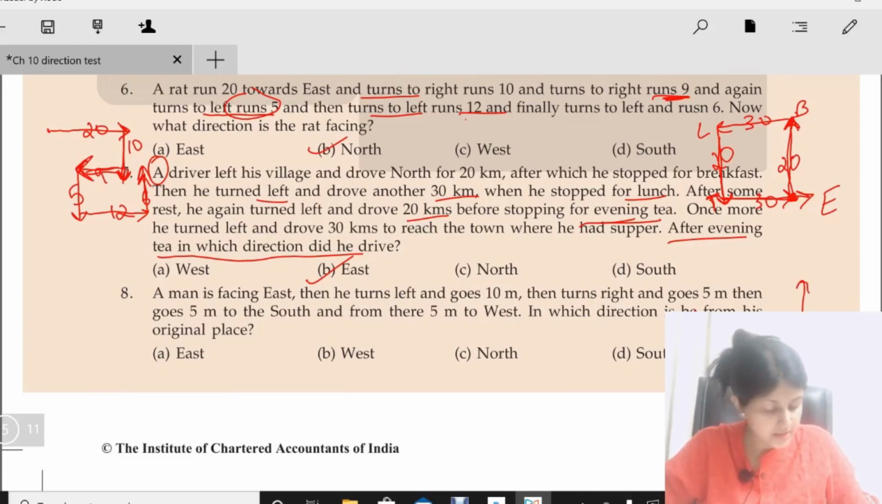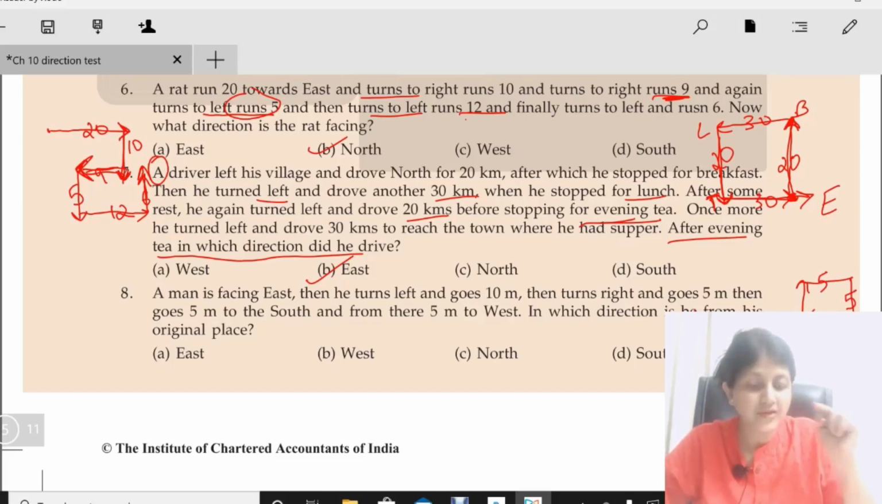Then he turns right and goes 5 meters. Then goes 5 meters to the south and from there 5 meters to the west. In which direction is he from his original place? So his original place is here.